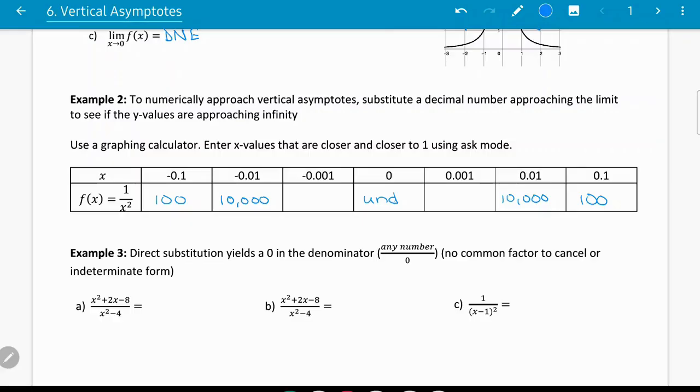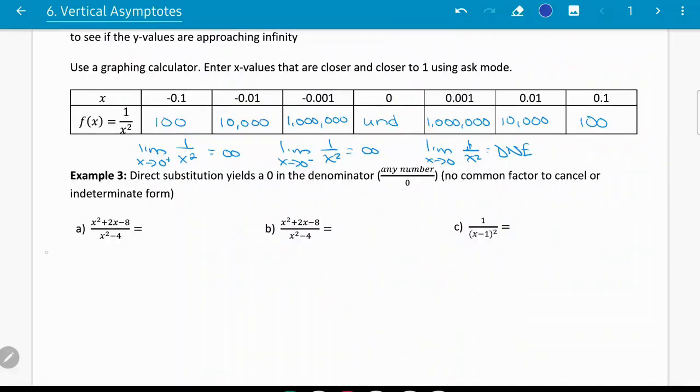If we substitute in 1,000th, we're going to have 1 million, and likewise the same for negative 1 over 1,000th. So we would then say that the limit as x approaches 0 from the right of 1 over x squared is positive infinity. Our limit as x approaches 0 from the left of 1 over x squared is also positive infinity. And then our limit as x approaches 0 of 1 over x squared does not exist.